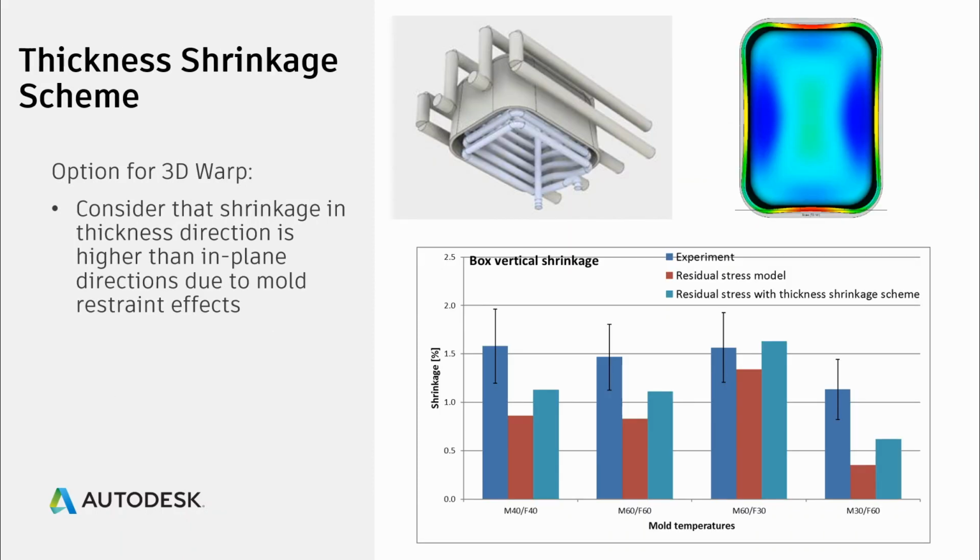Another technology preview feature being continued is an option for 3D Warp to consider that the shrinkage which occurs in the thickness direction will be higher than the in-plane directions due to the mold restraint effects. And we have seen some success in improving deformation predictions with this feature. For example, in this molding, which was done in our laboratory, it's a box-shaped mold, and the sides of the box bow inwards due to temperature differences on the inner and outer mold halves. And we see an improved prediction when we use the residual stress model coupled with this thickness shrinkage scheme.